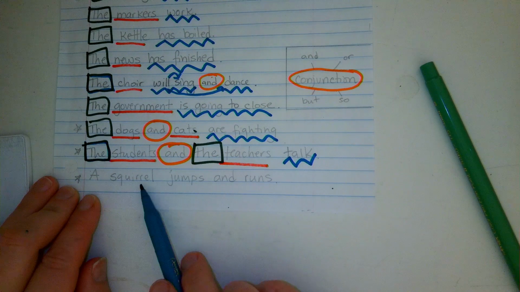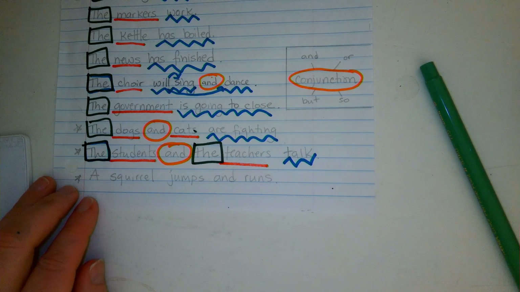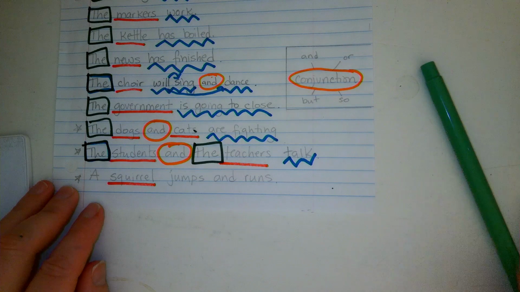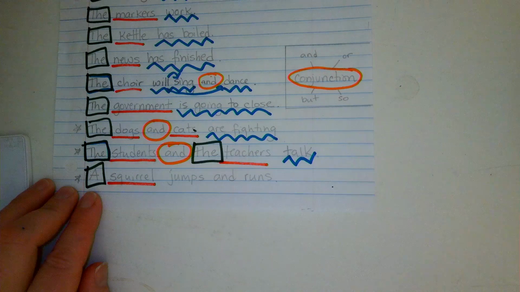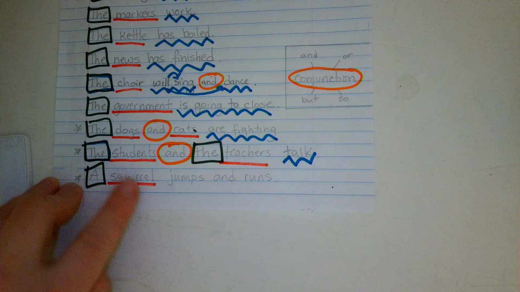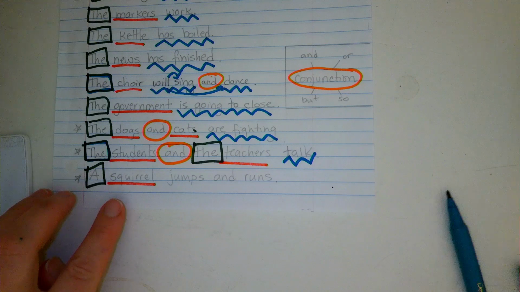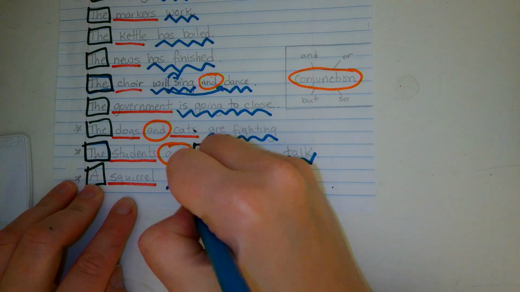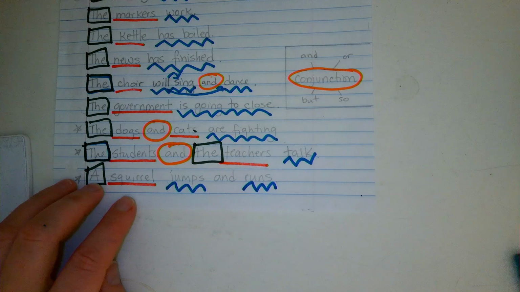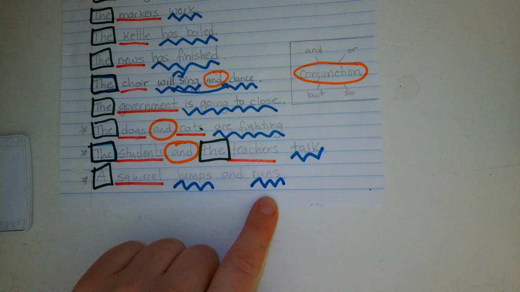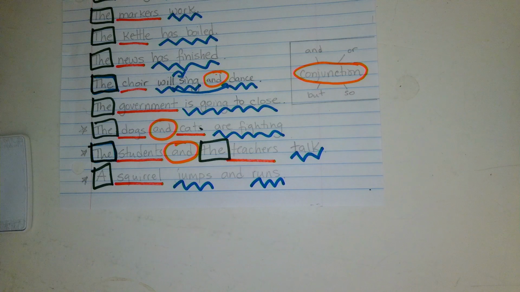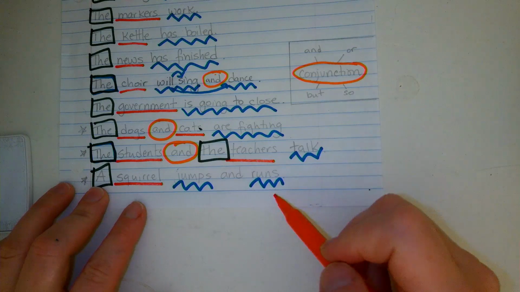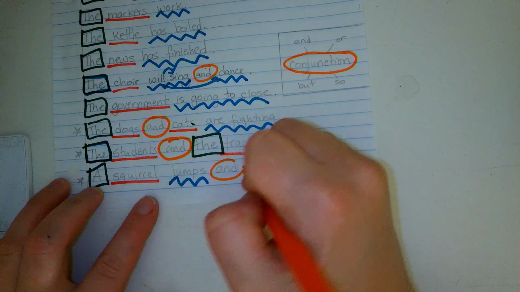Okay, last one. A squirrel jumps and runs. So what's my noun? Squirrel. And is there an article? Yes, there is. It's the indefinite article. A squirrel makes up my subject. What does the squirrel do? 2 things. The squirrel jumps and runs. Okay, so here I have a compound verb. Yes, I have 2 verbs. 1 subject doing 2 different actions. And these 2 verbs are joined together with a conjunction and.